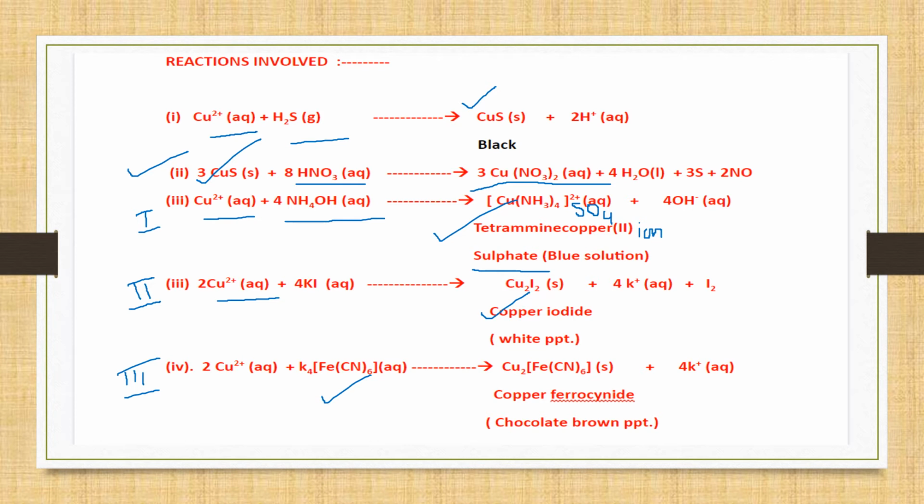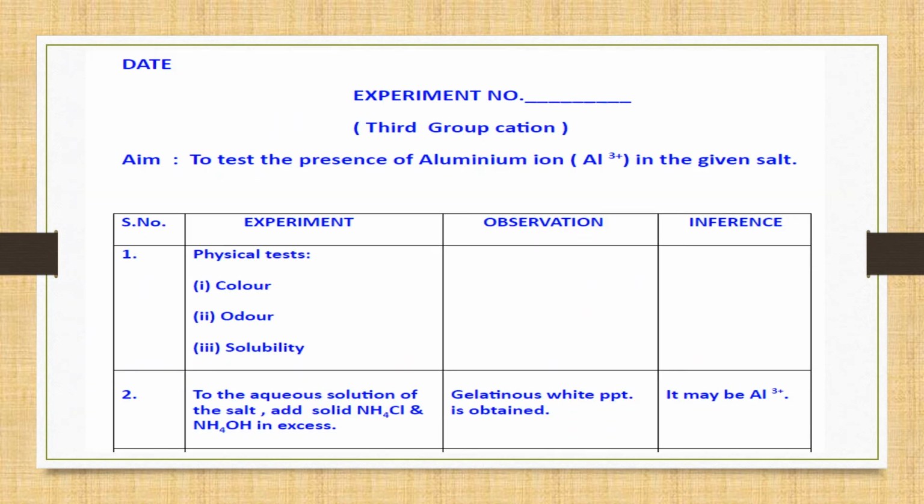So this completes the experiment related to detection or identification of Cu2 plus ion in the given salt. Now the next experiment is experiment number 15. This is from group 3 of the cations. Group 3 contains two cations, Al3 plus and Fe3 plus.